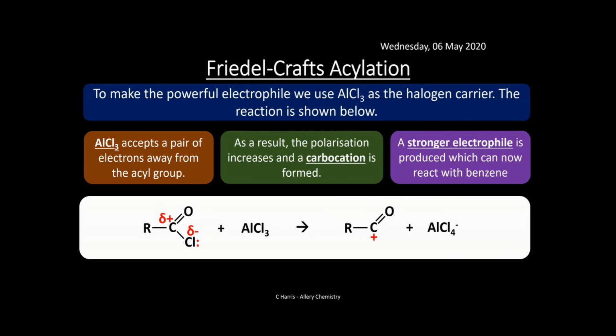Before we do anything with benzene, we have to make our very powerful electrophile, and this is how we do it. And this is how the halogen carrier, hence the word halogen carrier, is carrying the halogen from your acid chloride, and it's this that's then going to react with the benzene, because that's now got this really good positive charge.